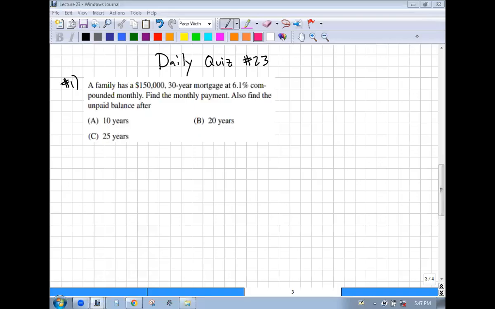So a family has 150,000 bucks, a 30-year mortgage at 6.1% compounded monthly. Find the monthly payment, and then also find the unpaid balance after so many years. Okay. So first, let's find the monthly payment.